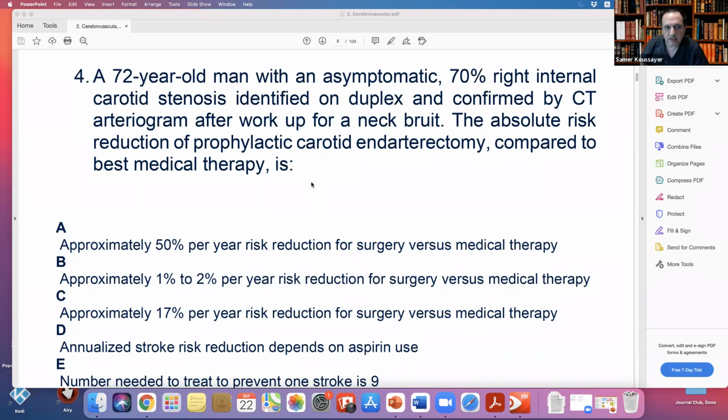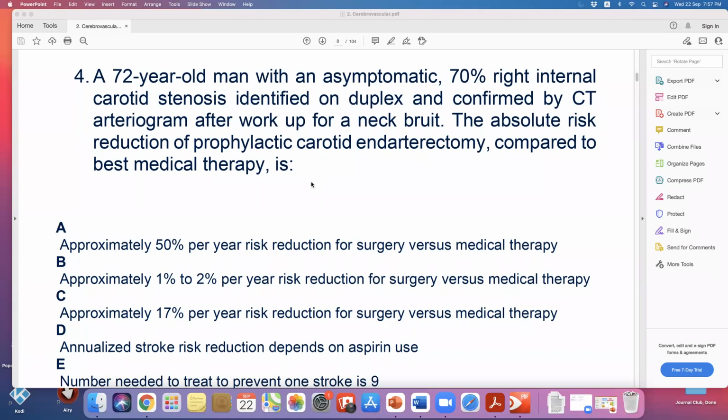Absolute risk reduction. This is what people who argue against surgery or stenting use very often. Why do we need to do it, what's the risk reduction? If we do a surgery, how much do we decrease the risk of stroke per year? If you do surgery versus medical therapy, you have to remember the numbers. Can you guess? I mean, it's hard to remember, but can you guess? Absolute risk reduction of prophylactic carotid endarterectomy compared to best medical therapy, in a 72-year-old asymptomatic 70%. When we do surgery versus medical treatment, how much do we decrease per year?